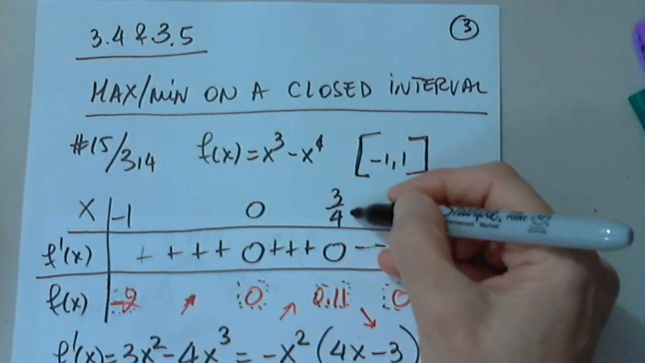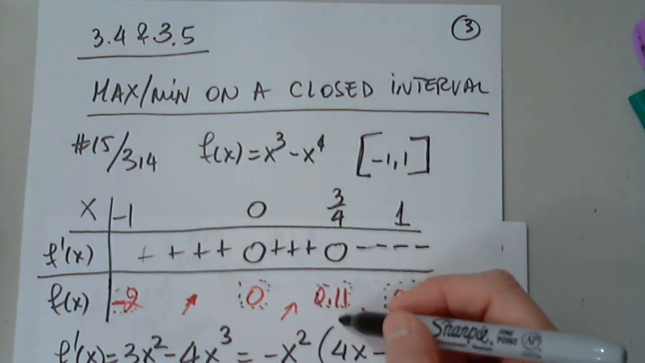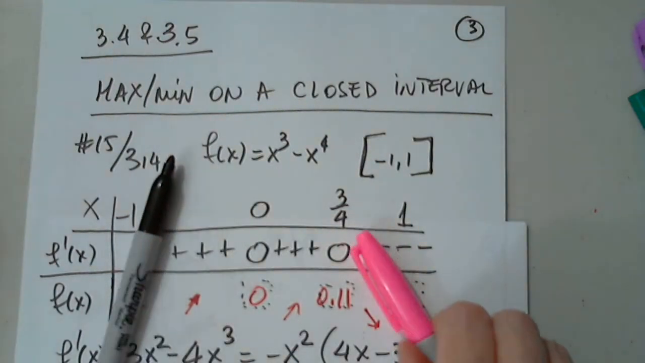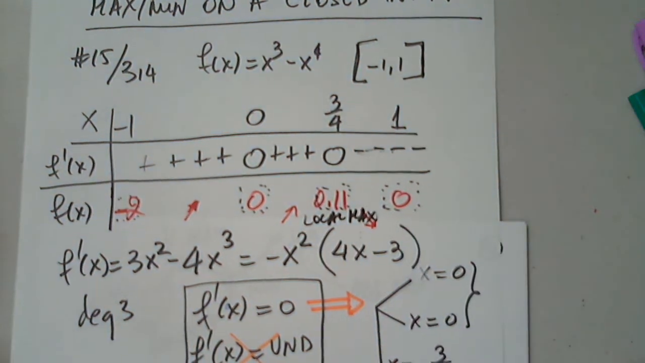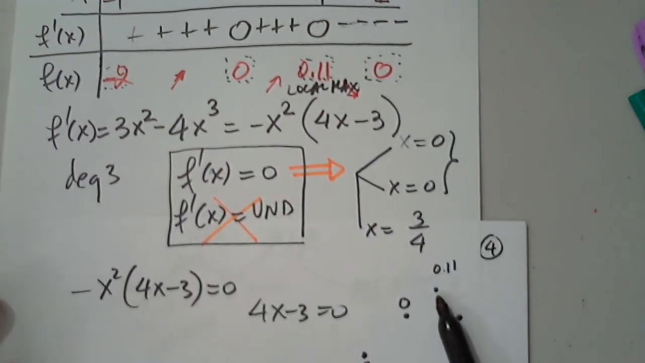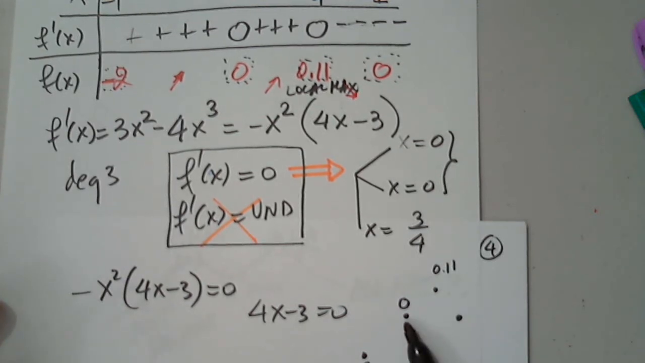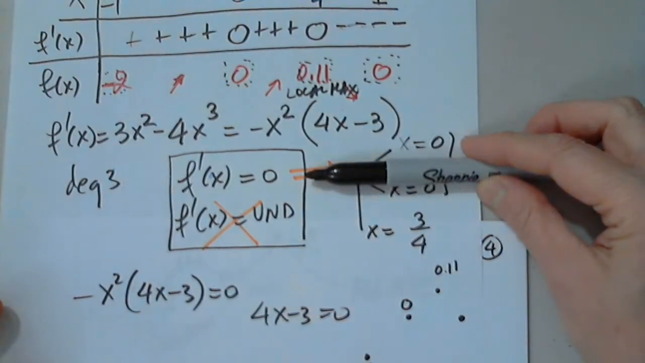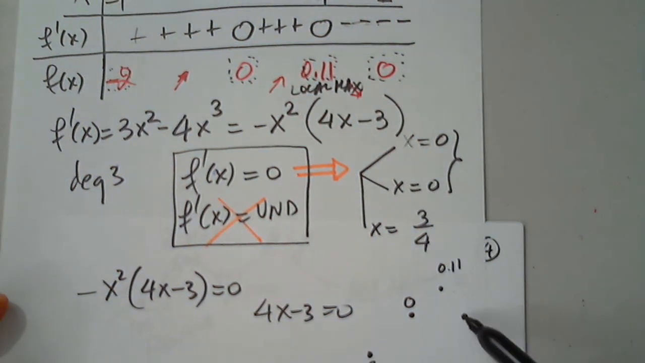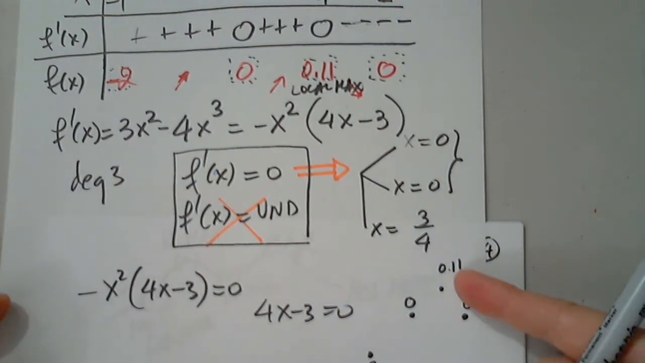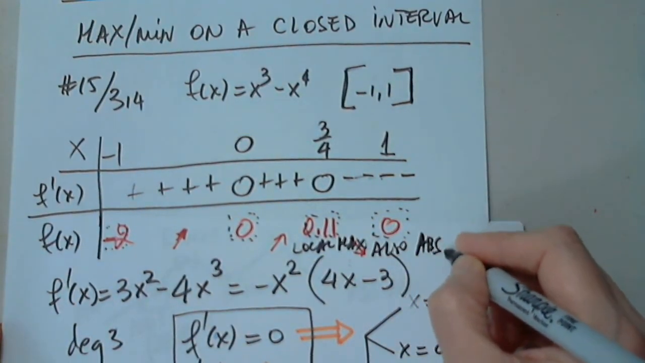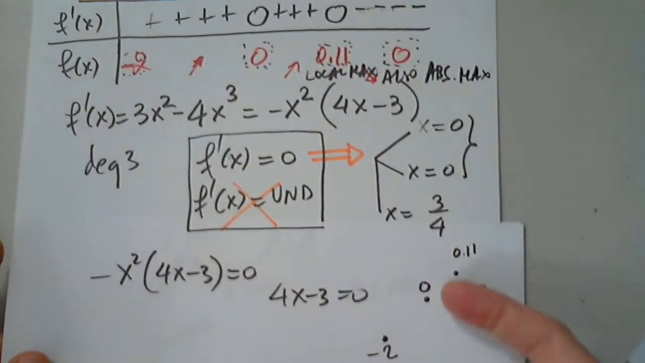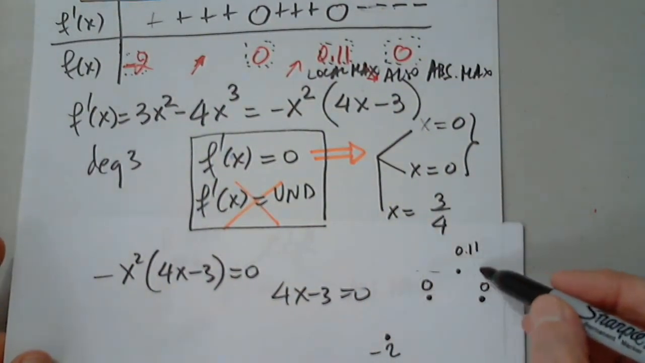So what type of point is 3/4, 0.11? Local max. Local max or relative max? Local max. Good. So now this is the local max. This is nothing, because it's not the largest, it's not the lowest, and it's at the endpoint of the interval. This is also 0. Nothing, nothing. A relative max, local max, also absolute max. There is nothing higher than it. This is the highest, 0.11.